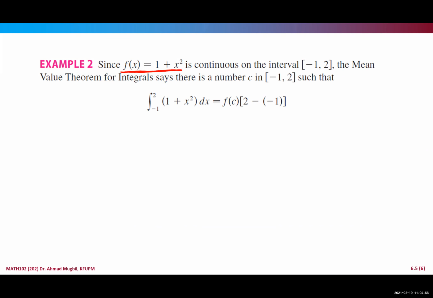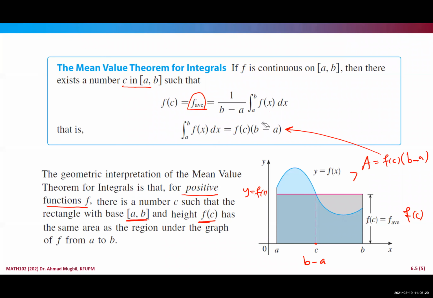f of x equals 1 plus x squared. We know that it is continuous on this interval. This is just example 1, the same function, the same interval. Because it is continuous on this interval, the mean value theorem for integrals says what? It says that there is a number between -1 and 2 such that the integral of this function from -1 to 2 will be equal to f of c times b minus a. If you remember, it is this one. We are applying this one.